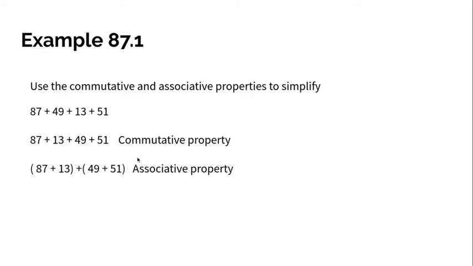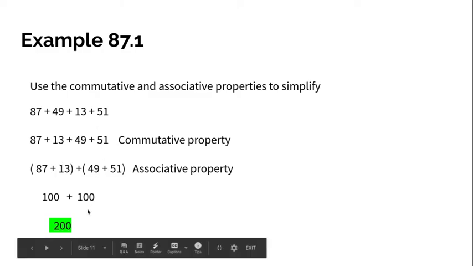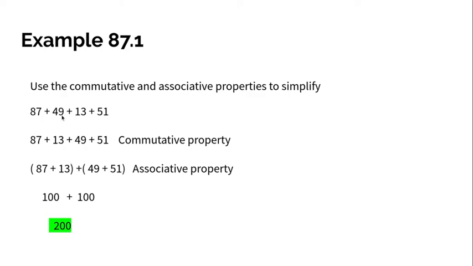And then I'm going to use the associative property to add these two and to add these two. And then this equals 100 and this equals 100, which then equals 200. And it's a lot easier to simplify this way. Okay, so that's using commutative and associative properties to simplify. It is looking for pairs where I can easily put them together and add easier. I took a lot less time doing this process than if I would have started adding 87 plus 49 plus 13 plus 51 in that order.